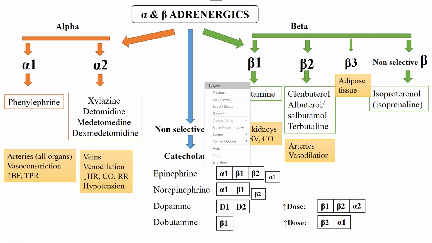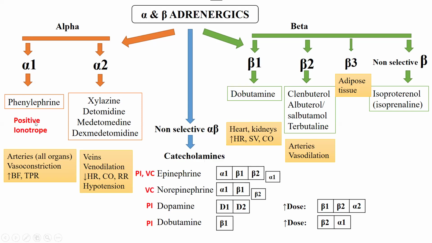Next, one more important thing over here. PI stands for positive inotrope. What is a positive inotrope? A positive inotrope is anything that will increase the heart rate and increase the contractility. And then we have VC, which is vasoconstriction. You should remember these properties of these drugs too: alpha 1 is also called a positive inotrope, like you see increasing blood flow and heart rate.